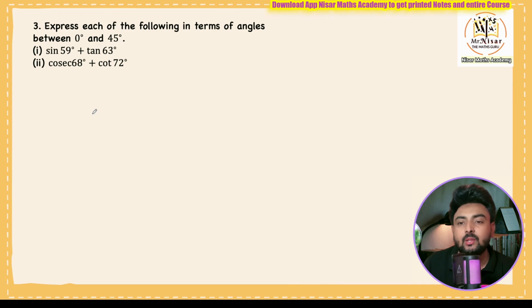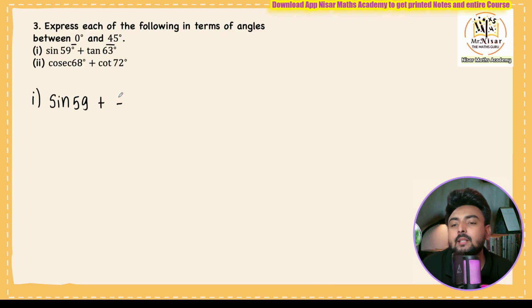The next question we have, express each of the following terms in angle between 0 to 45. Okay, fine. So here you don't have to get confused by this wording 0 to 45. It simply means you have to write its complementary. So children, it is sin 59. It's not between 0 to 45. So we have to convert it. So I'll write here sin 59 plus tan 63.